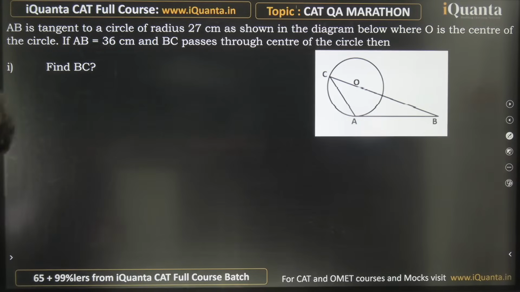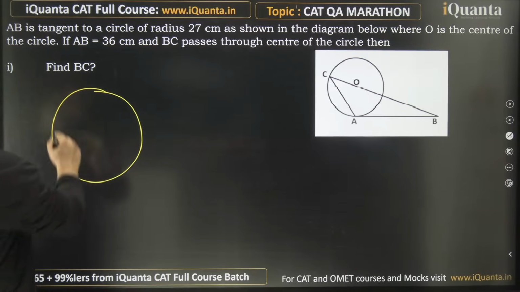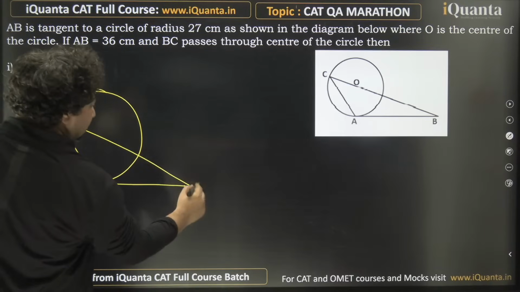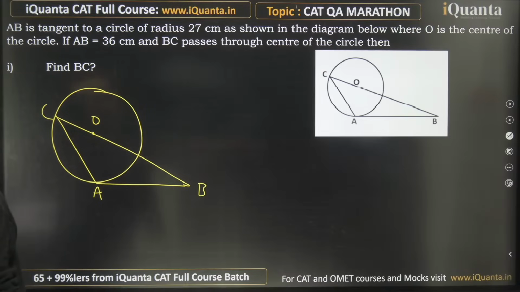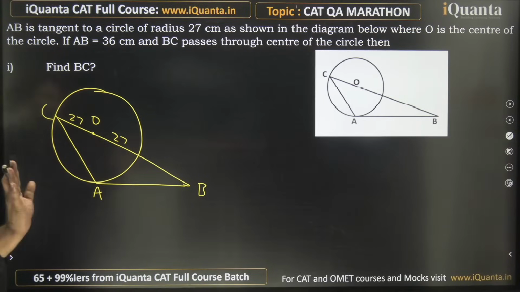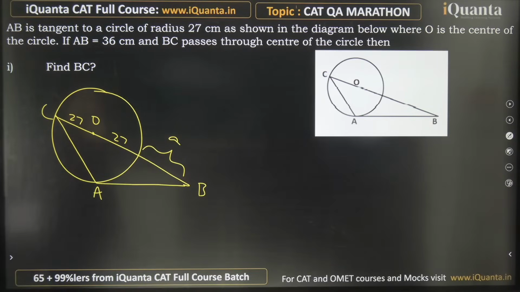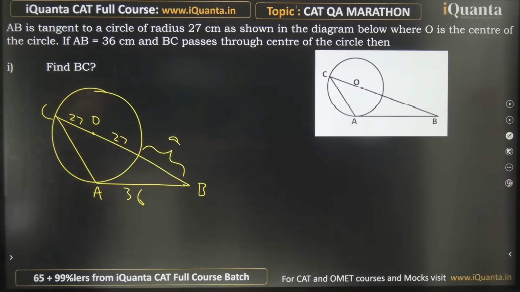Let's do this. Okay, I'll just draw this diagram again. We have a circle and from A we have a tangent like this. This is B and this is A, this is C. O is the center of the circle. AB is a tangent. Radius is 27. That means OC is 27 and so is this, 27. And let this be A. So if AB is 36, it's given, and BC passes through the center, then find the value of BC.